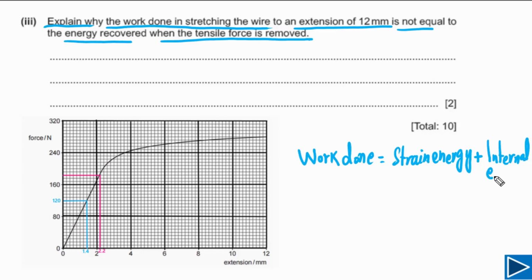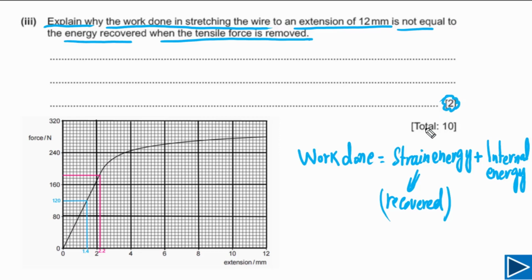So simply we can say plus internal energy. This is one thing we need to understand: the amount of work done has been saved in the form of strain energy in the material, and that amount of work done can be recovered. So this can be recovered. And some amount of work done becomes the internal energy of the molecules, and that cannot be recovered. And this question has 2 marks.